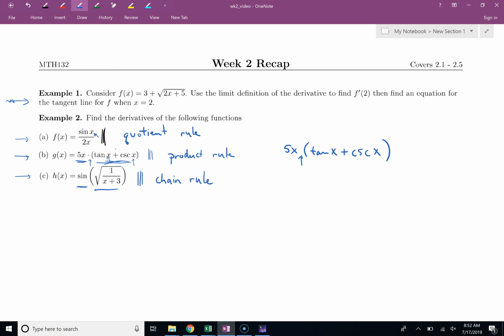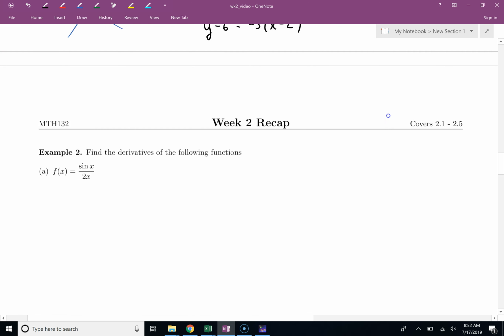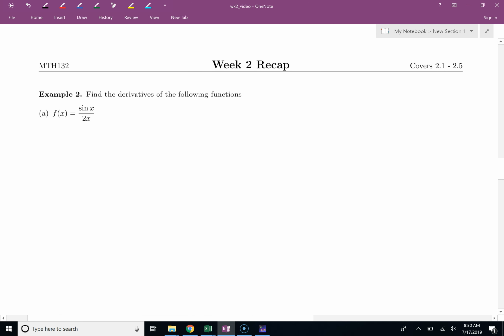But when you have something more complicated, in this case we have the square root of 1 over x plus 3, that's when we need to use the chain rule. So that's going to be kind of our roadmap, what we're going to be doing when. Now let's go ahead and start solving some of these problems. So I'm going to go ahead and jump down to our first one here. Find the derivative of the following functions, and we're starting with our sine of x divided by 2x.